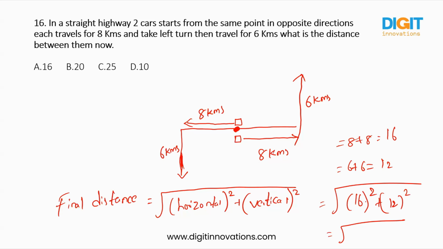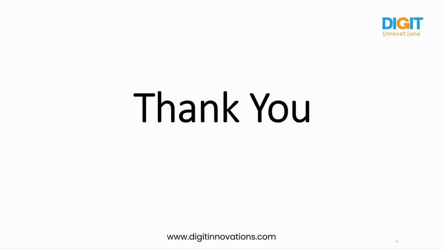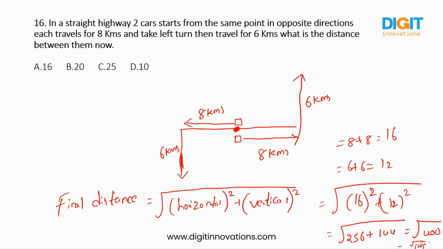16 square, how much? It would be 256, and 12 square would be 144, and the total is 400. So you can write this as 20 square, and you will get the value 400 only. So the square root will get cancelled. Then the value is 20. So the option is B. I hope you are clear.